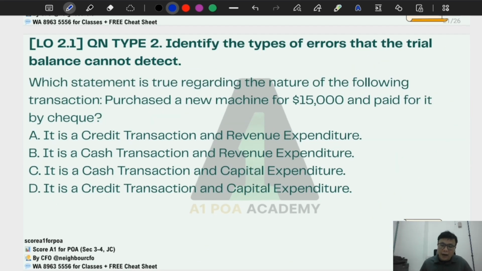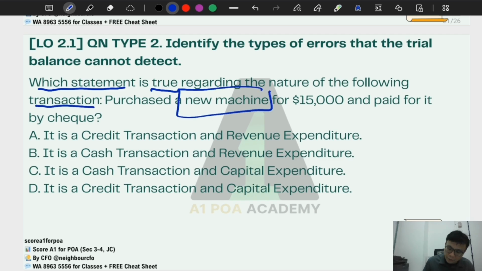The next question is asking about identifying the types of errors that the trial balance cannot detect. Over here, it is a credit transaction and revenue expenditure. It is a cash transaction and revenue expenditure. It is a cash transaction and capital expenditure. And of course, it is a credit transaction and capital expenditure. So the options look very similar. In order to really appreciate, let us now scrutinize the question itself. Which statement is true regarding the nature of the following transactions?